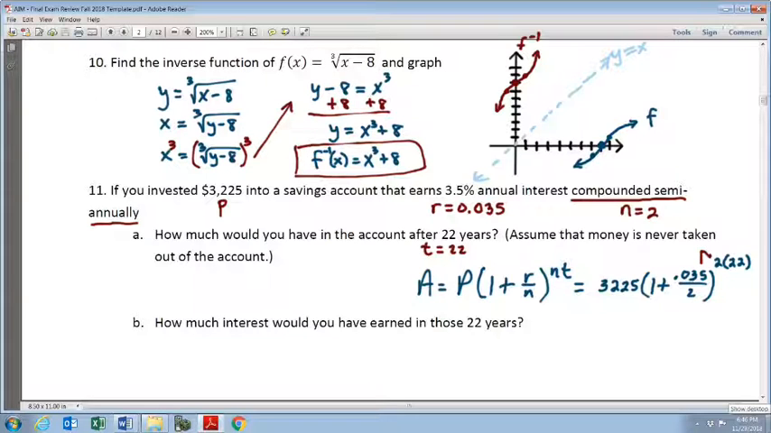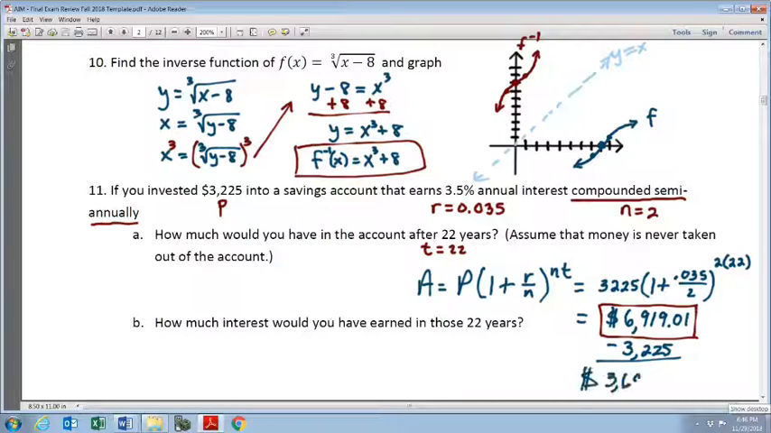Don't forget you're going to need to use your exponent button here and either use 44 or 2 times 22 inside parentheses. So when you do that, you should get $6,919.01. Now in part B it says how much interest would you have earned in those 22 years? Well, what we're going to want to do is subtract what we started with, our P amount, and that should give us the amount of interest that we've earned.